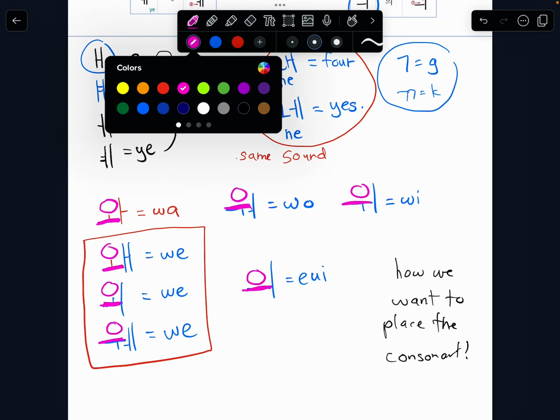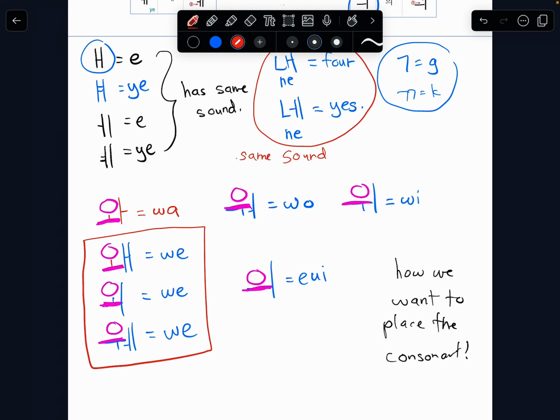So for example, if you want to say gua, you put G here, so the sound should be gua. If you put N here, the sound should be Noah. If you just put a circle here, the sound should be we. And if you put G here, the sound will be gue. If you put N here, the sound will be noe. If you put just a circle here, the sound will be a. If you put N here, the sound will be noi.